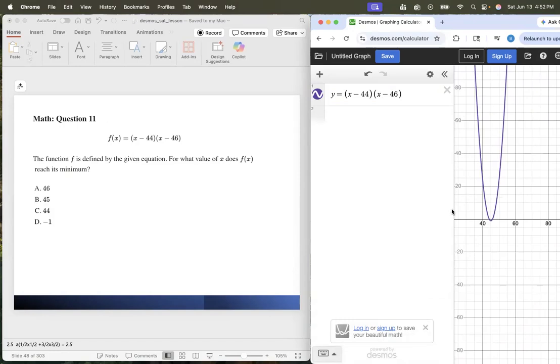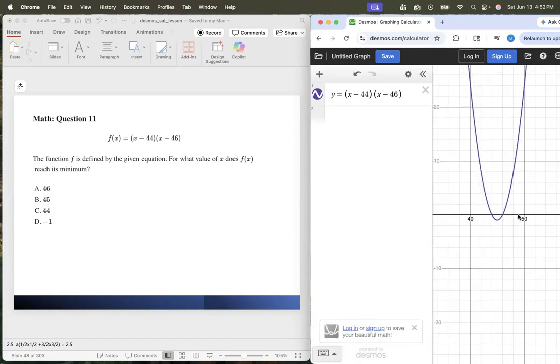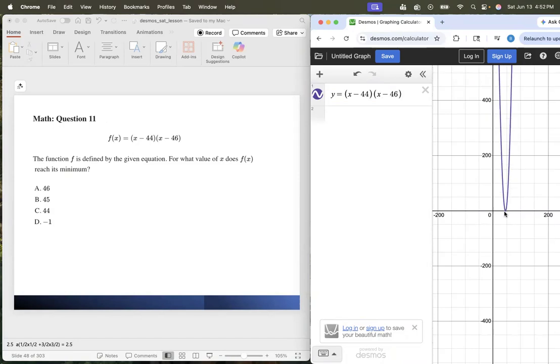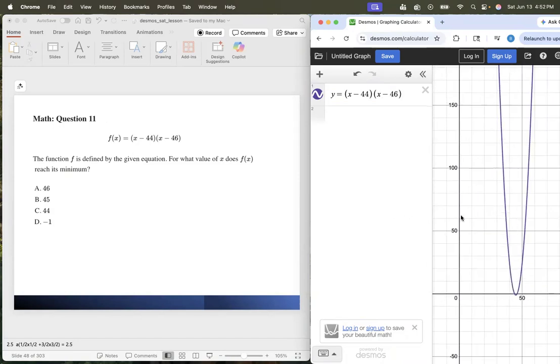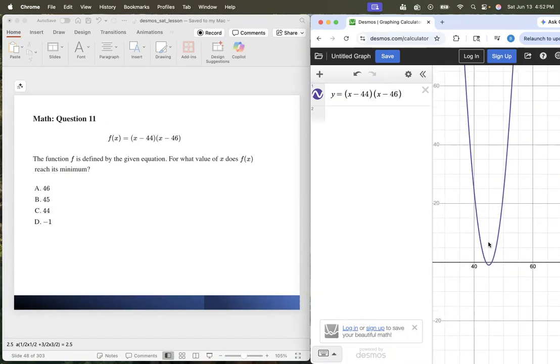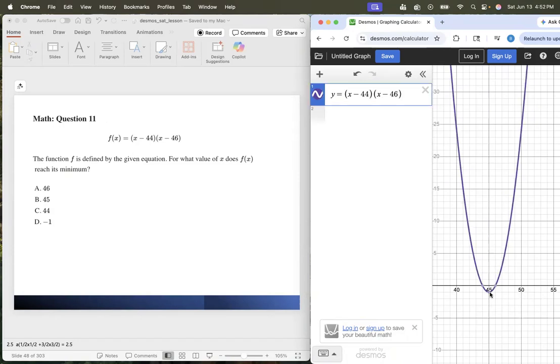So if I look at it, this is the function minimum. You see, if I don't do that, it looks like it's 0, but it's not. I pan in a little bit and I see that, oh, this is the point, 45, -1. They're asking you for what value of x. So it's the 45, not the -1. If you pick the other one, it's wrong. So 45 is the right answer.